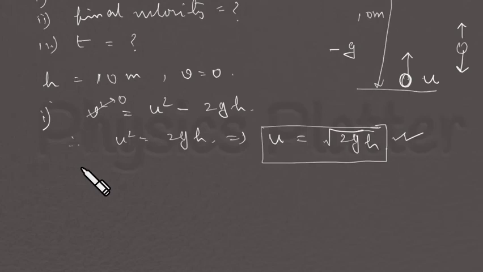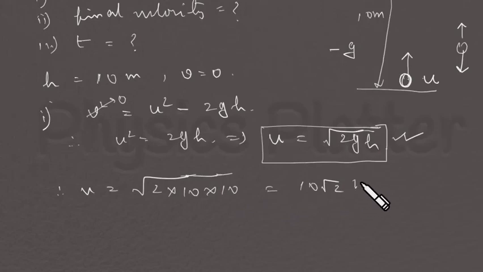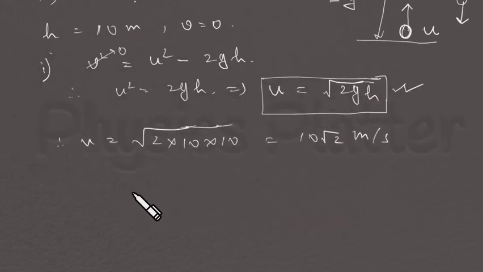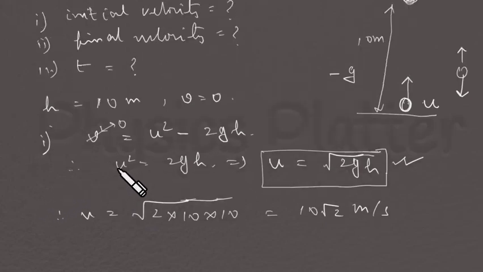All right. So here u becomes root over 2 into g, which we will consider as simply 10 here, because that will make our life easier, because nothing is said here, and h is also 10 meters. So it becomes 10 root 2 meter per second. That's the initial velocity of the body. For the second one, we have already found the answer.